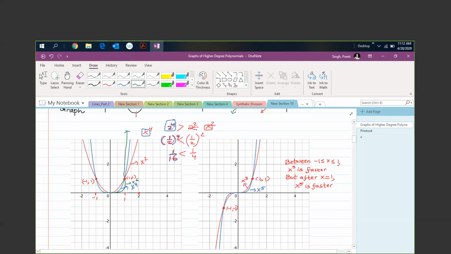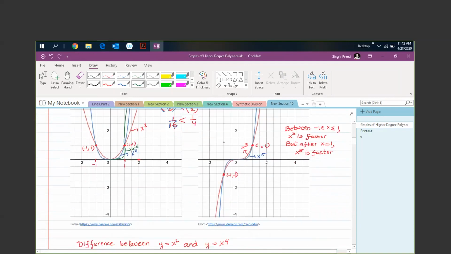Same thing happens with your x cubed and x to the 5th. X to the 5th, which is the blue one, is lower than x cubed before 1, and from -1 to 0 as well. Again, this right here is your x to the 5th. But after 1, it picks up very fast. After 1, it goes to infinity faster.